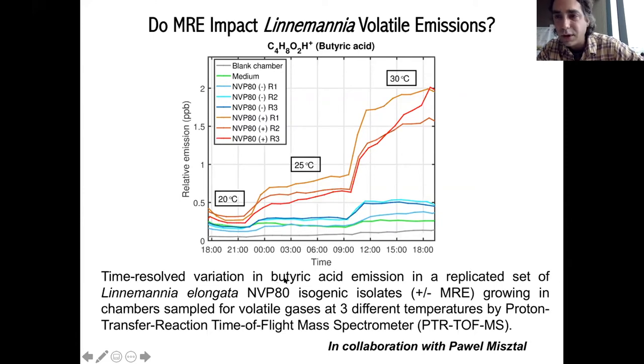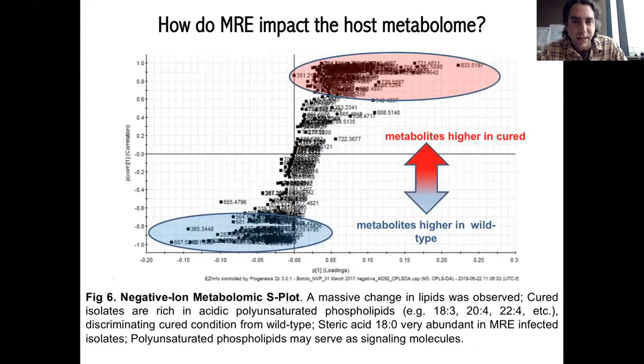So at 20 degrees, you can see, I'm just showing one example here. This is butyric acid, which is a known metabolite from mycoplasmas. And so as you ramp up the temperatures, the activity of these bacteria goes kind of off the charts here, especially at 30 degrees. We didn't go up to 37, but you'd probably lose that signal.